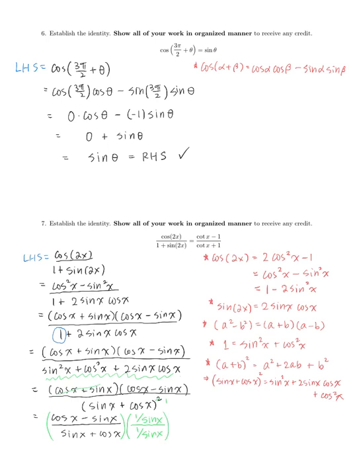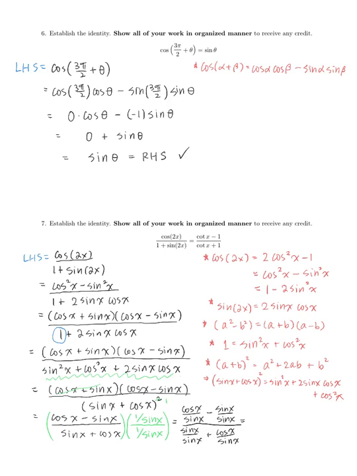Okay, so that way when I distribute, I can produce cosine over sine, which is going to become cotangent. So if I do that, then here what we're going to get is cosine of x over sine of x minus sine x over sine x, whole thing over sine x plus cosine of x over sine of x.